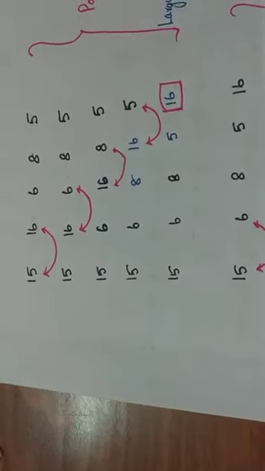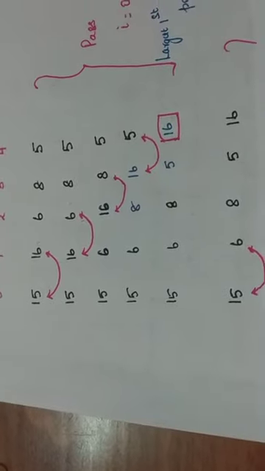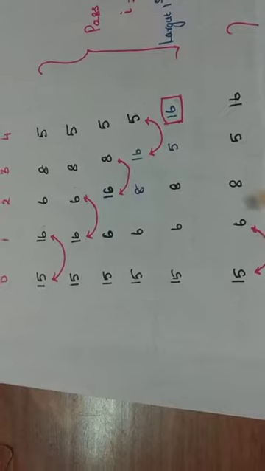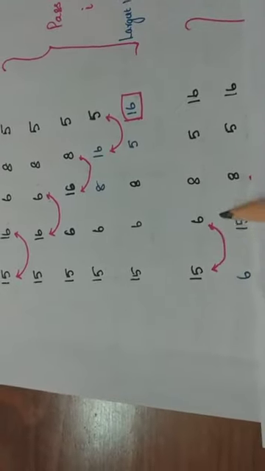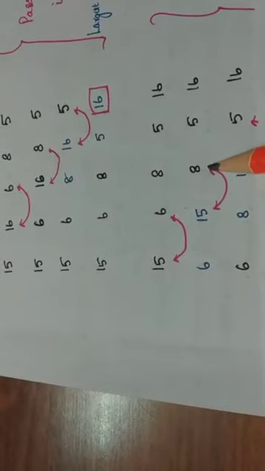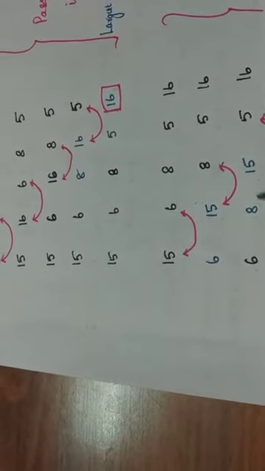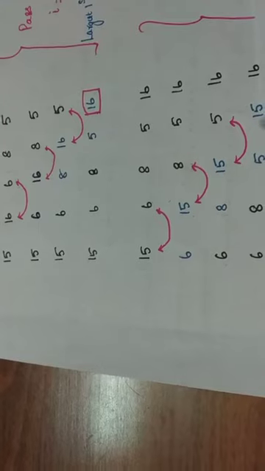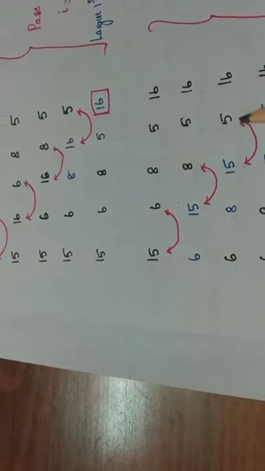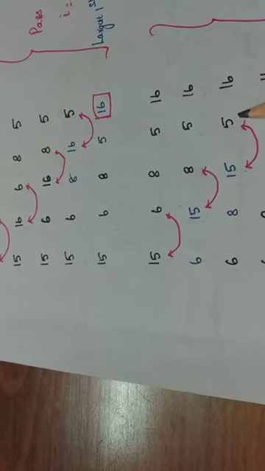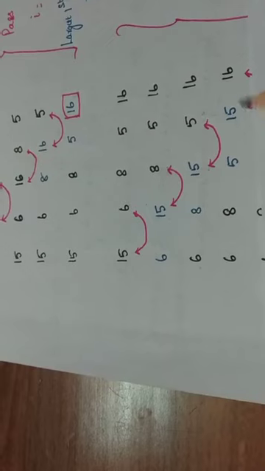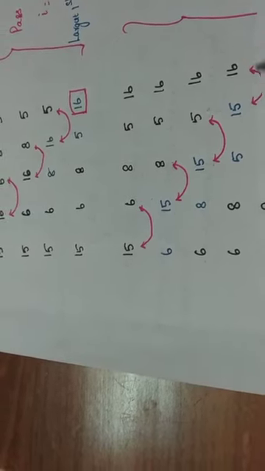We move on to the next pass. Now the array elements will be 15, 6, 8, 5 and 16. So we compare 15 and 6. If it is greater, we swap. Then we compare 15 and 8. It is greater, so we swap this. Next we have 15 and 5. 5 is less than 15, so we swap this. Next we have 15 and 16, so we check this again.